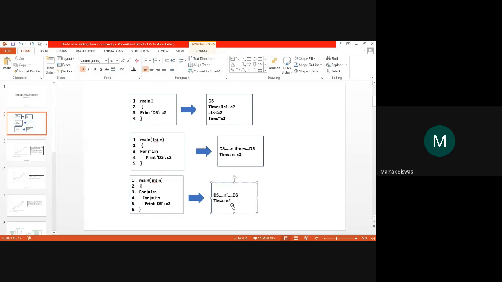We can now understand that the time complexity is basically a function of the number of inputs. In this case, we say it is n. So the time complexity is basically n square, right? It cannot be more than that. Now we are coming to the concept again.